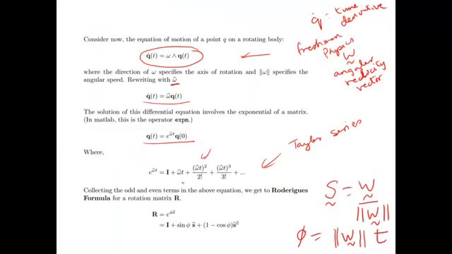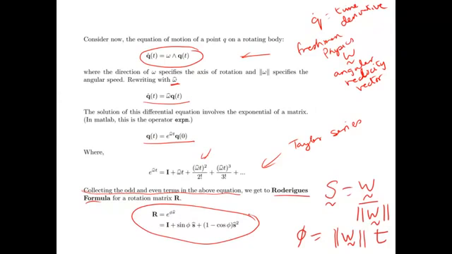It turns out that if we collect these even, odd, and even terms and do a little bit of work along the lines that I just illustrated, you can derive a very beautiful formula, and that beautiful formula is called Rodrigues formula, and it is given by this expression. This is really a beautiful formula.